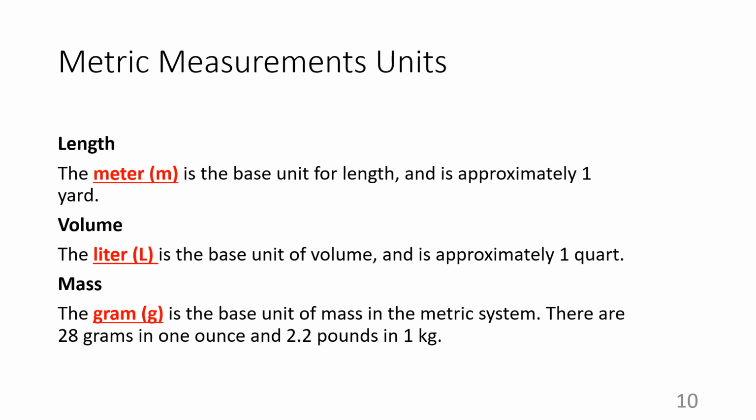A gram is a little bit harder to visualize since we are not using the metric system in our everyday lives. And so for me, the easiest thing to remember is that a nickel weighs 5 grams. So 1 gram is about 1/5 the size of a nickel. You can also remember that there are about 28 grams in 1 ounce and 2.2 pounds in 1 kilogram.